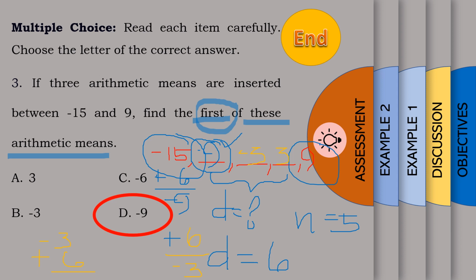Okay? So, kung titingnan nyo, ang ating 3 arithmetic means are negative 9, negative 3, and positive 3. Dahil hinahanap natin sa tatlong yun, ano yung nauna? The answer is negative 9. Okay? So, I hope na gets nyo na yan. Nakuha nyo yung concept about arithmetic means. I hope marami kayo natutunan sa part na to. And congratulations kung na-perfect mo to.